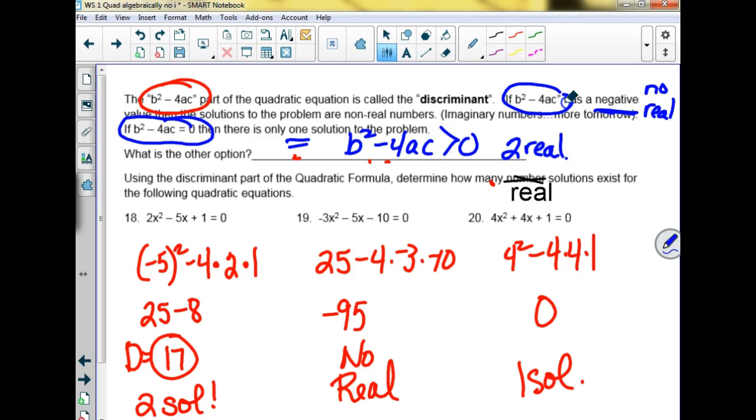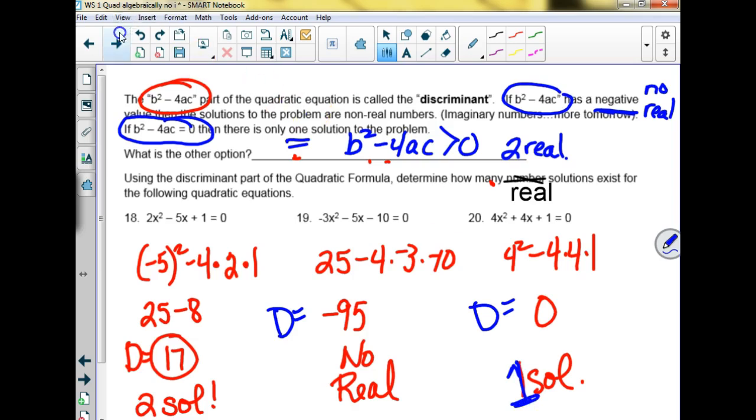Now, I do want to check this one because I feel like 25 minus 4 times 3 times negative 10. Oh, this was wrong? Was it? No, I didn't type something right. I think it is right. Yeah, this is negative 95. And that means there's no real solutions. And this one is 0. And that's supposed to say 1 real solution.